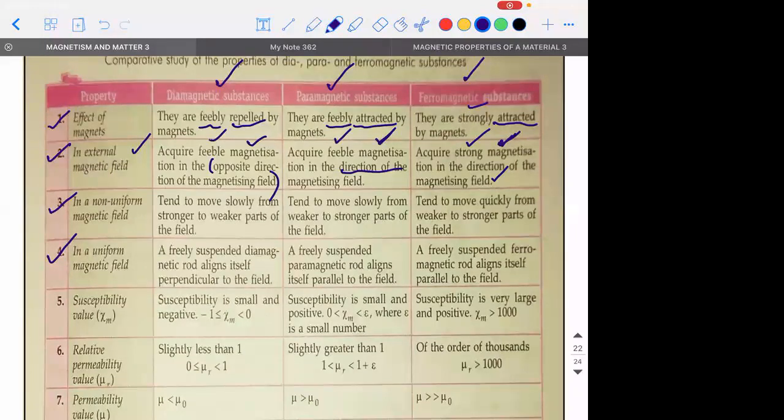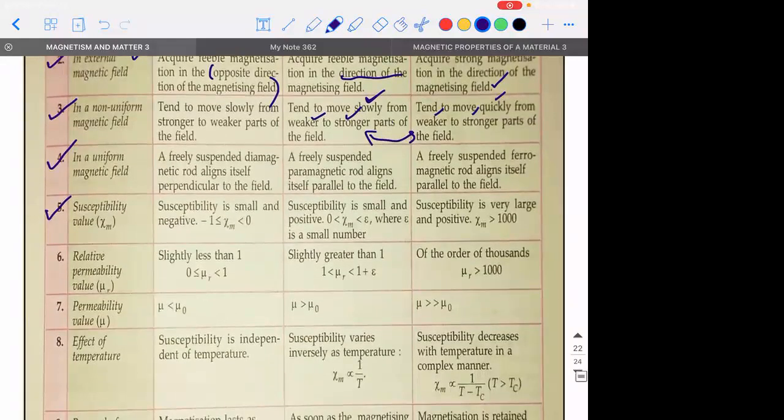So when you place the glass in the direction of the magnetic field, it started revolving and tried to align itself in the direction of the weaker magnetic field. Whereas a paramagnetic substance will move slowly from a weaker to a stronger part. What about a ferromagnetic substance? It tends to move quickly from weaker to stronger. So if you observe, paramagnetic and ferromagnetic are the same, except that paramagnetics are feeble and ferromagnetics are stronger. Right. Now, what can you say about susceptibility?